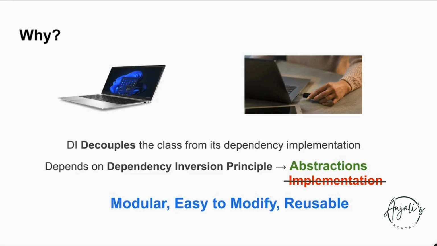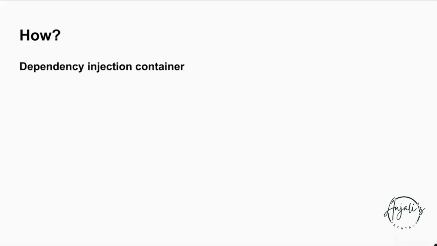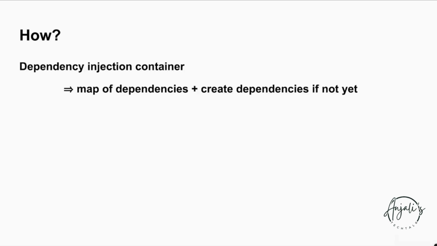So suppose you have a set of classes and your classes depend on a set of dependencies, then how will you figure out which dependency your class depends on and how to instantiate those dependencies? This can be done using the dependency injection container. The dependency injection container has a map of dependencies that your class needs along with the logic to create dependencies if they have not yet been created.